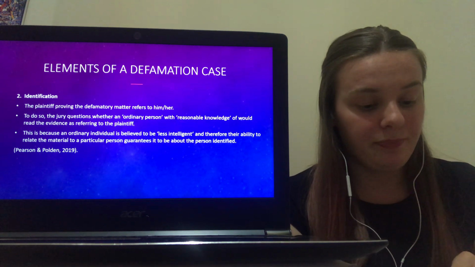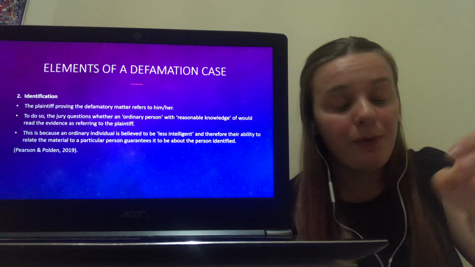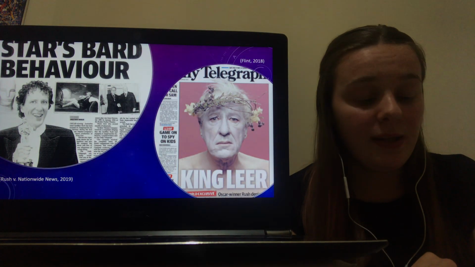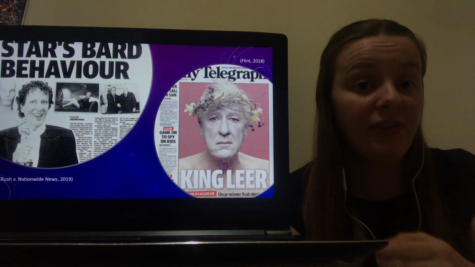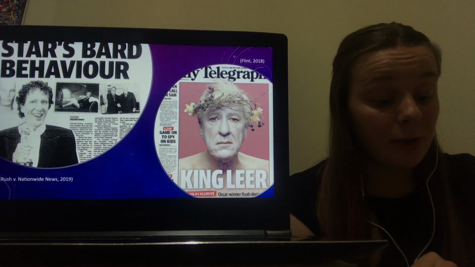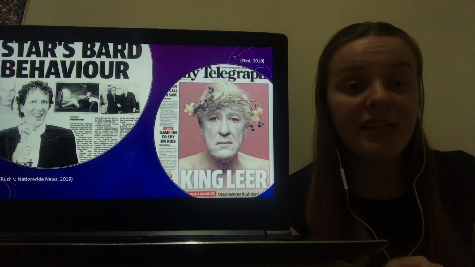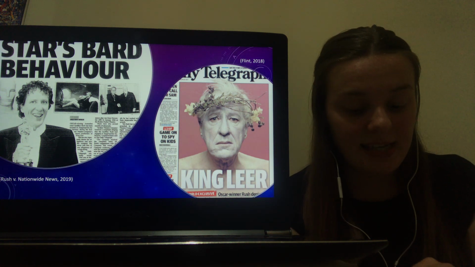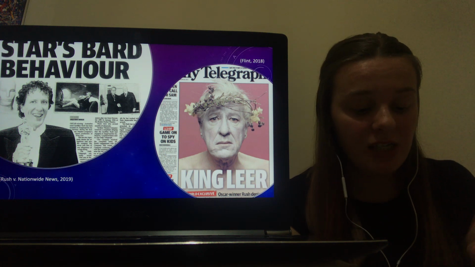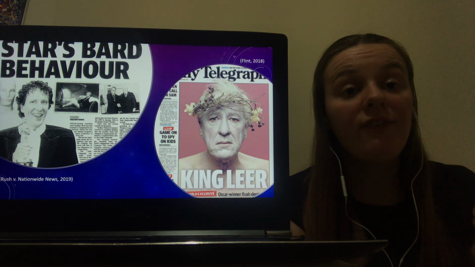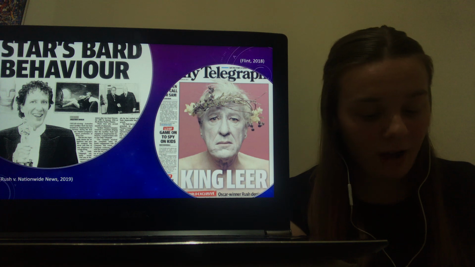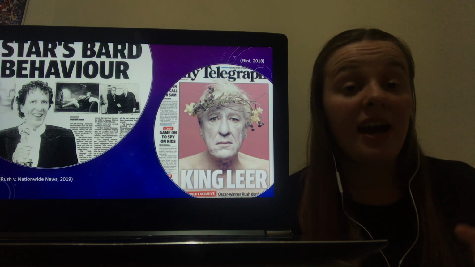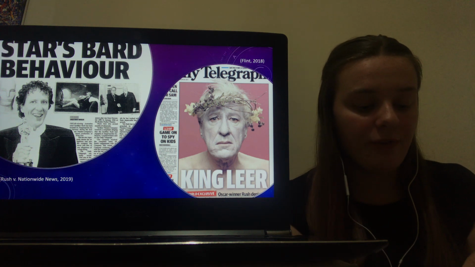person in question. Taking Rush's case as an example, he identified a variety of articles in the Daily Telegraph with headlines including "Star's Bad Behaviour" and "King Leer", spelt L-E-E-R, along with a sensationalized front page image, to be giving the imputation of him as a sexual predator and therefore damaging his reputation. So the jury found someone within the paper's demographic and with socially conservative views to read the articles and decide whether they were in fact referring to Geoffrey Rush.